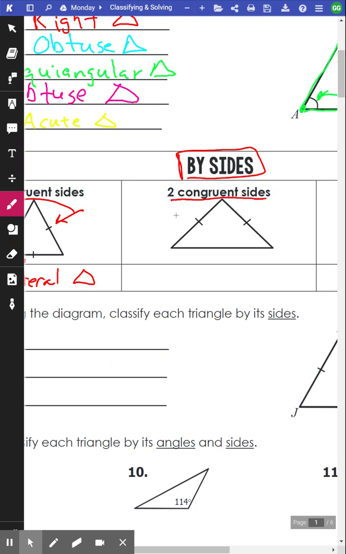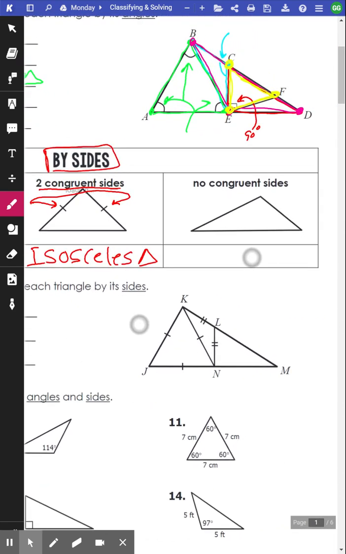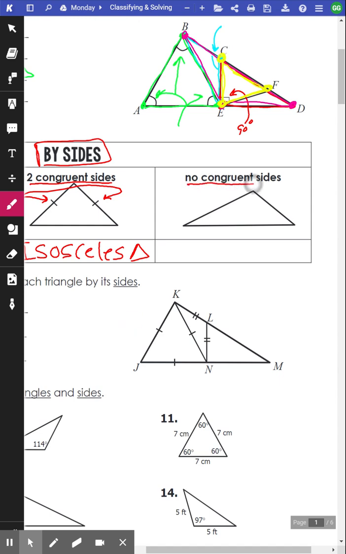If two sides are congruent, notice this and that one, isosceles triangle. If none of the sides, no congruent sides, nothing is marked congruent, you don't know if they're all the same, this is called scalene.